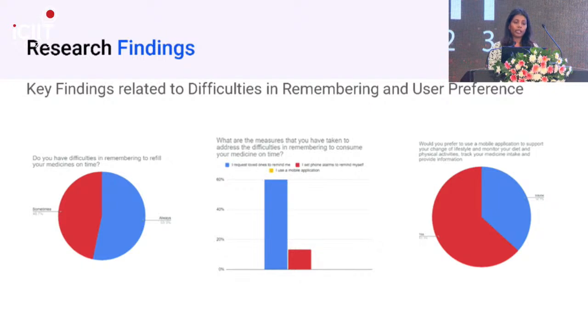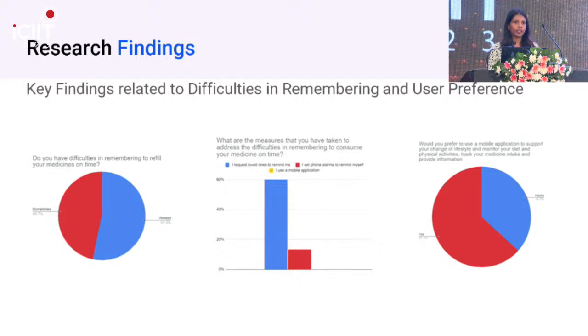And almost everyone agreed that they do have a concern, and 53% said that they always had issues remembering their intake of medicines, while 48.7% said sometimes. When asked what measures they use to address this concern, most of them replied that they request one of their loved ones to remind them. And a few said that they use phone alarms to remind them to consume their medicines on time.